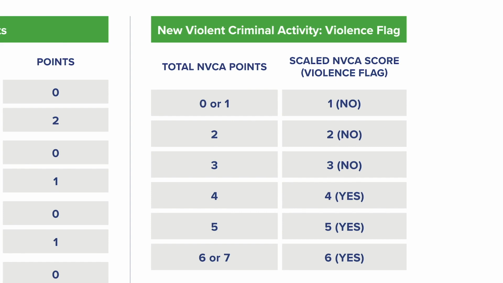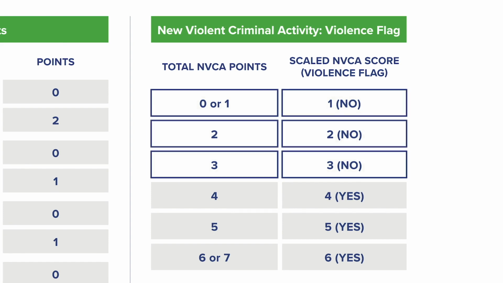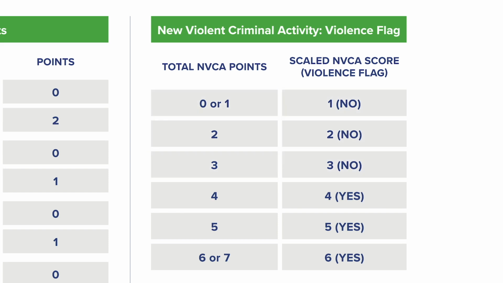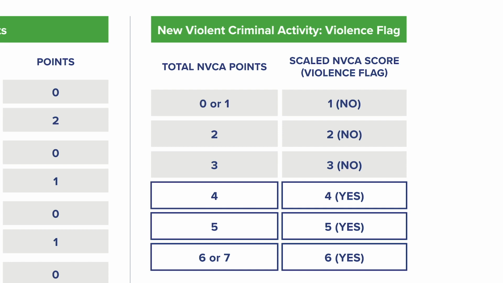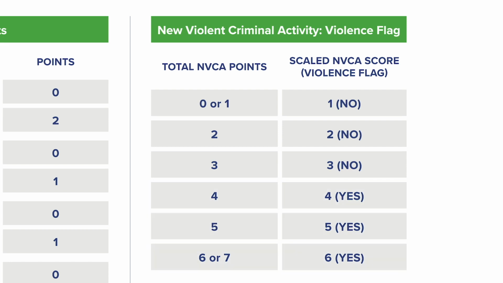So, if a person receives a total number of 0 to 3 points, they do not receive a violence flag. If the points add up to 4 or more, the person receives a flag. The flag indicates an elevated likelihood of being arrested pretrial for a new violent offense. In the next section, we will learn more about what each of these scores tell us about a person's likelihood of pretrial success or failure.